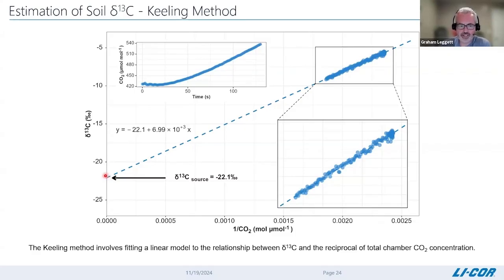And so we've got two ways of doing that. The traditional way is to use what's called the Keeling method, and that involves fitting a linear model to the relationship between delta 13C and the reciprocal of total chamber CO2. And you can see as we plot that line and calculate the y-intercept, we get a delta 13C value of -22.1 per mil. And that is the delta 13C of the source CO2 coming into the chamber from the soil.